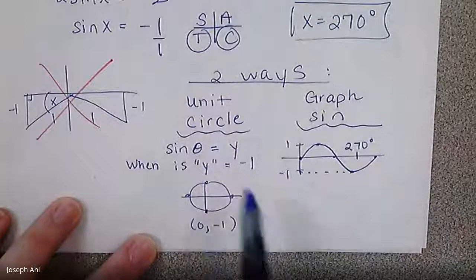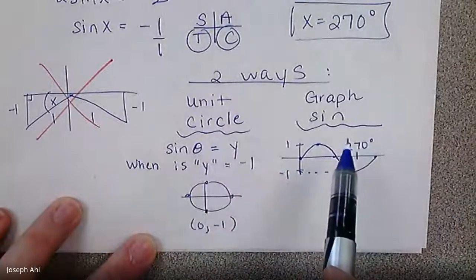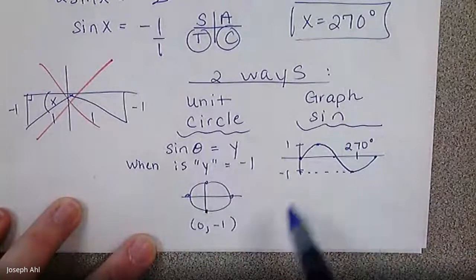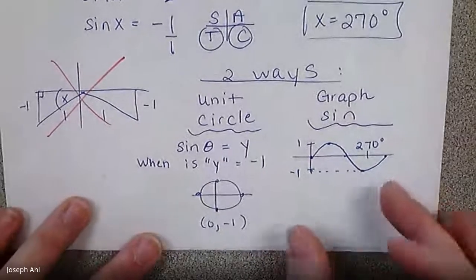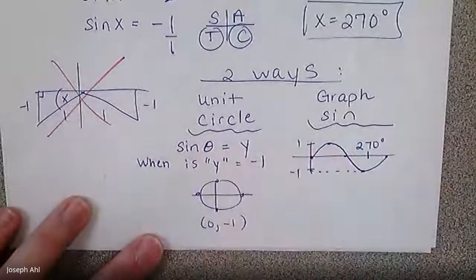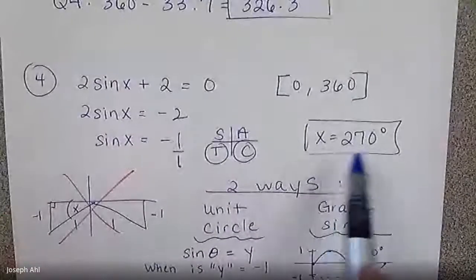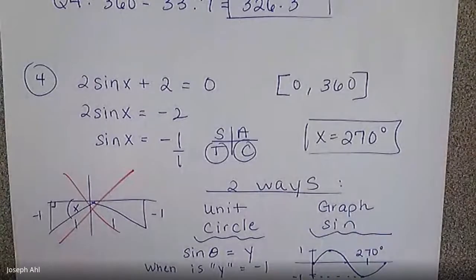I tend to probably stick with the unit circle a little bit more than I do the sine and the cosine graphs, especially when you get into examples like tan. You know, graphing tan might be a little bit tough at times. So I like the unit circle, but both are clearly acceptable ways of showing work to get the answer. It's only one solution. It only happens to be when x equals 270 degrees.